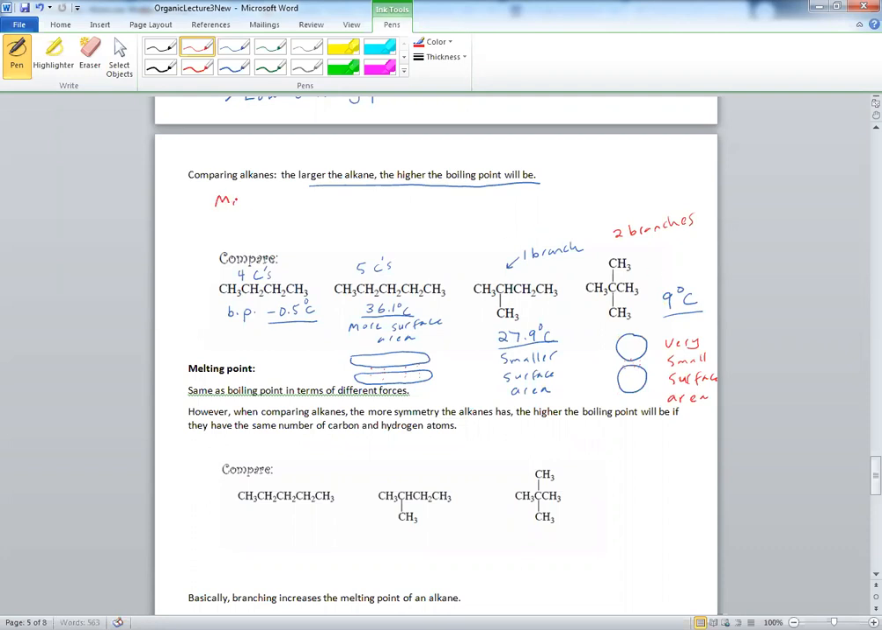So here, I'm going to summarize them for you. More branching, lower boiling points. Longer alkanes, they have higher boiling points. So these are 2 trends you need to remember.